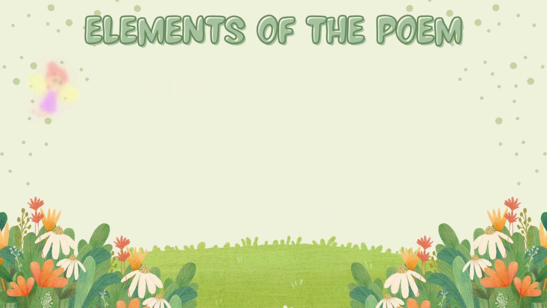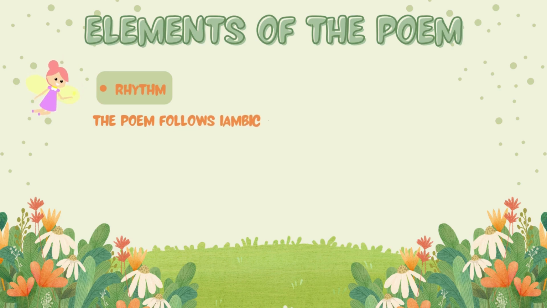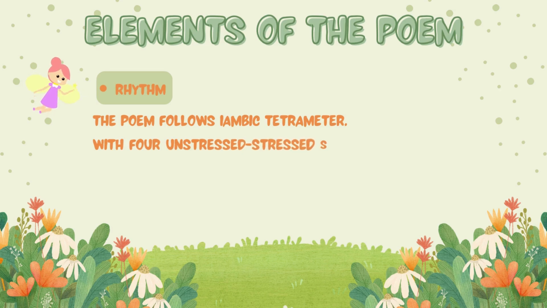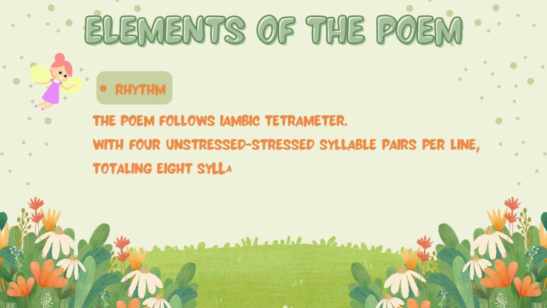Next, let's talk about rhythm. The poem follows a steady rhythm called iambic tetrameter, meaning each line has 4 pairs of syllables, that's 8 syllables in total. The pattern goes unstressed, stressed, unstressed, stressed, like a heartbeat. So let's look at a few lines to see this.